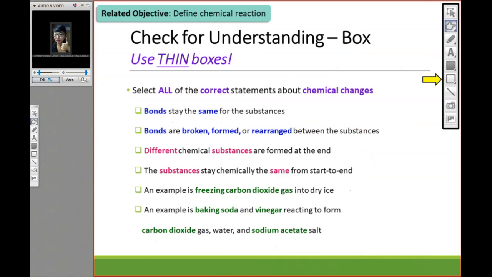Okay, let's go ahead and make sure we understand this. This is a problem that we saw in class. That's what we're doing right now. We're reviewing. Select all of the correct statements about chemical changes. All right, if we have chemical changes, what is happening? Box one of the blues: bonds stay the same for the substance, or bonds are broken, formed, or rearranged. Choose one of the pinks: different chemical substances are formed at the end, or the substances stay chemically the same from start to end. And choose one of the greens: an example is freezing carbon dioxide gas into dry ice, or an example would be baking soda and vinegar reacting to form carbon dioxide, water, and sodium acetate. Go ahead, box all of those correct statements up on the board for us, please, and thank you.